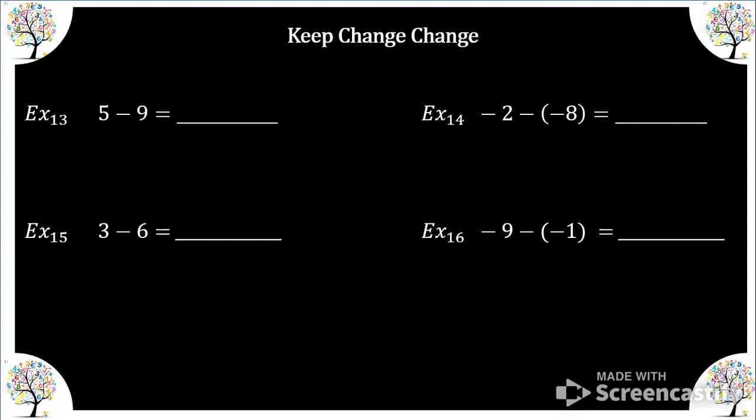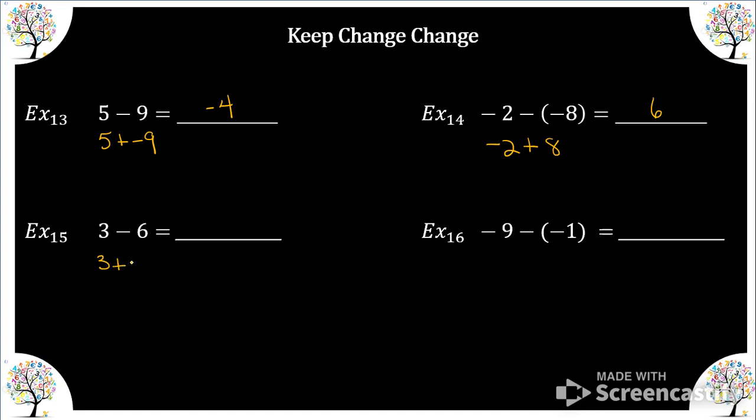Okay, let's do a few more together. So we're going to do keep, change, change. So we have 5 plus negative 9. Now signs are different. We subtract and we have more negatives. We have negative 4. Keep, change, change. Signs are different, we subtract, and we have more positives, so our answer is positive.